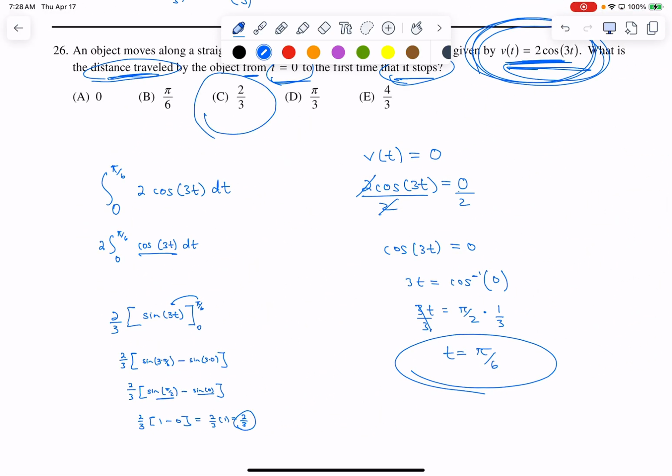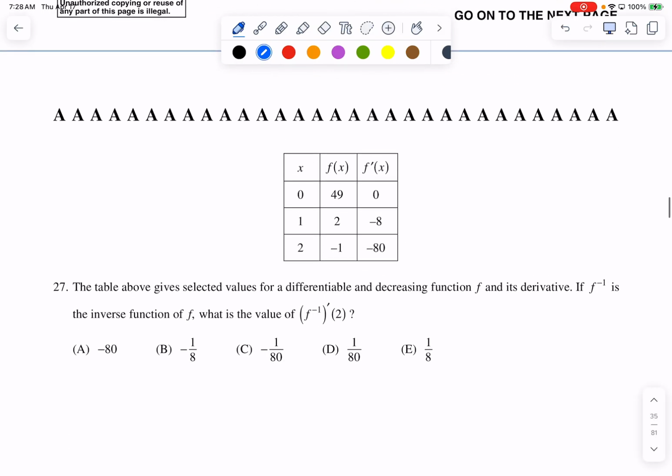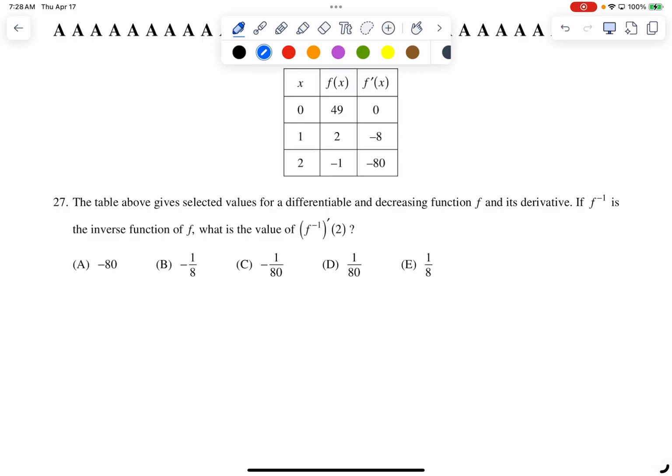All right, 2 more, and then we'll go to the 2016 calculator. Very quickly, number 27. The table above, hopefully this is helping because some of you said you guessed on some of these. The table above gives selected values for a differentiable decreasing function. So we expect this just to keep going down. It's not going to go down and then back up. We're finishing the 2015 non-calculator, and then we're going to go to this 2016 calculator in just a second. So we're going back and finishing the 15 from the other morning.